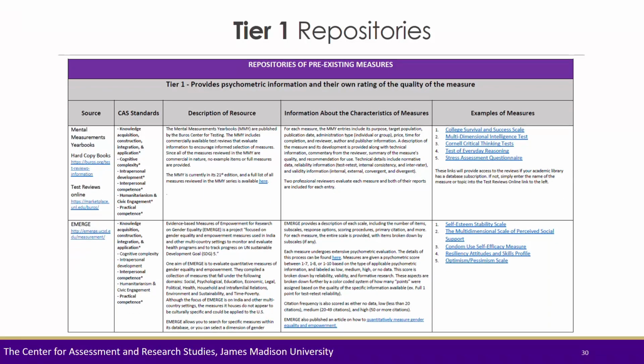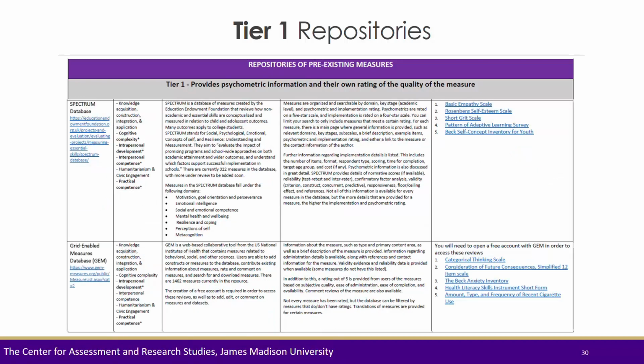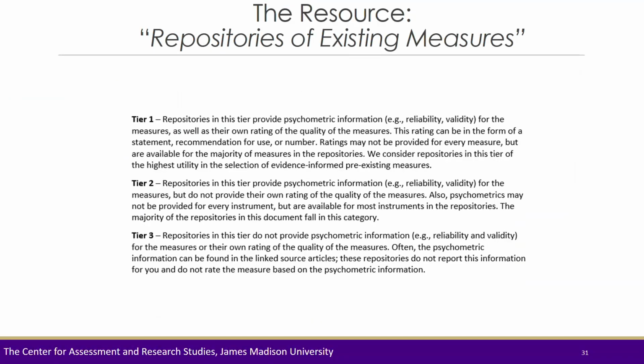Whereas Bureau's mental measurements yearbooks provide expert reviews of commercially available measures, you may be interested in expert reviews of measures that are free for use. There are other repositories in Tier 1 that include reviews of commercial and non-commercial measures. You could search through them to find an expert-reviewed measure that is available for free. One thing to keep in mind is that those repositories may differ in the amount of coverage given to any domains they share. There is unfortunately a paucity of repositories that provide expert reviews like those in Tier 1.